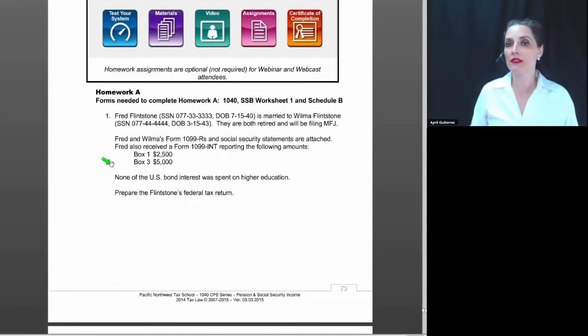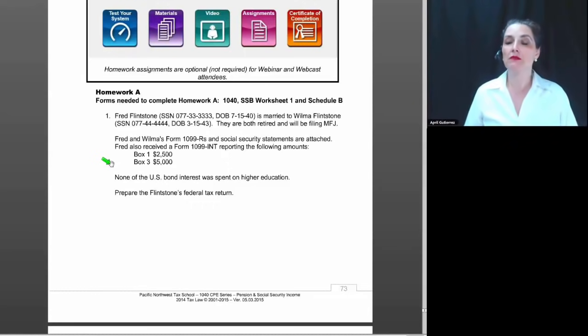One of the special treatments available on the federal return is that you can exclude from taxation U.S. bond interest that was spent on higher education. However, in this case, the Flintstones did not spend any money on higher education expenses, so that provision does not apply to them. Aside from that, U.S.